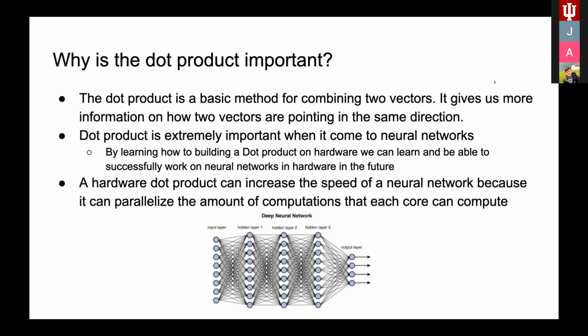A hardware dot product can increase the speed of neural networks because it can parallelize the amount of computations when each core is computed.